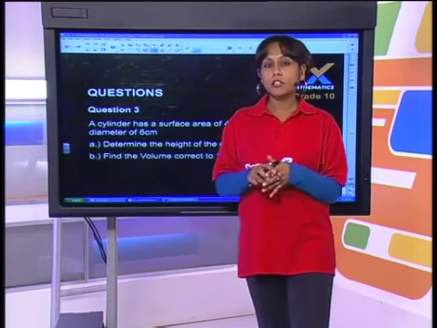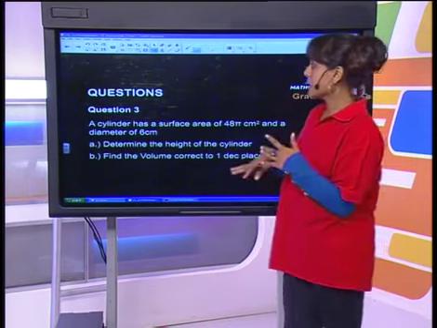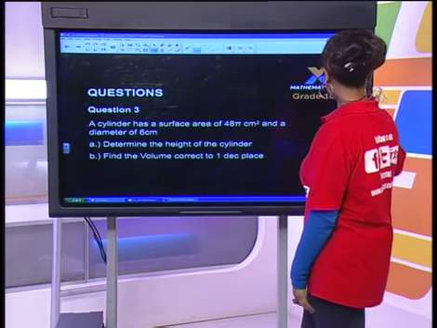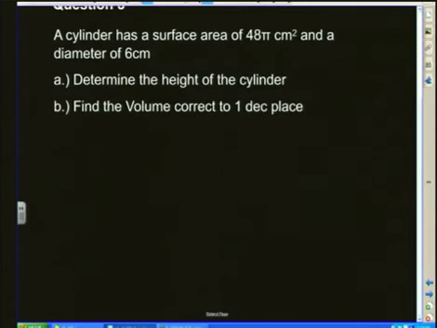All right, so continuing now with the total surface area and volume theme, this is now question 3, slightly different. Here they tell you that a cylinder has a surface area of 48 pi centimeters squared, and they tell you the diameter is 6. They then ask you to find the height of the cylinder. So let's have a look at what's going on. So we've got, once again, a cylinder.